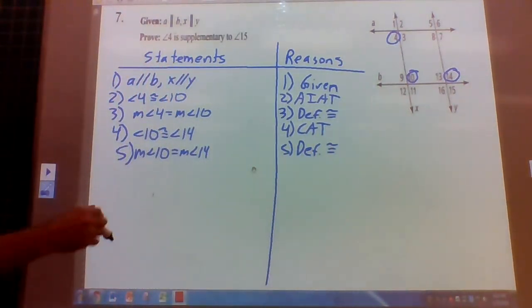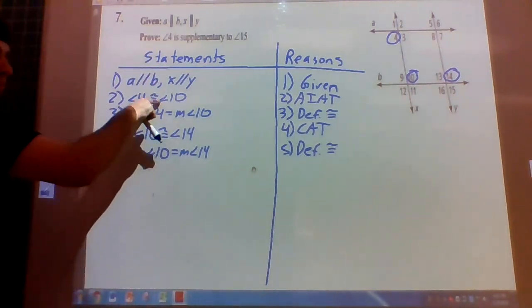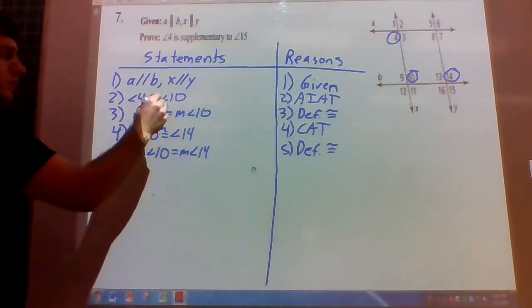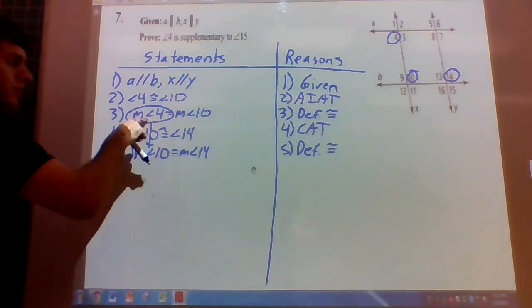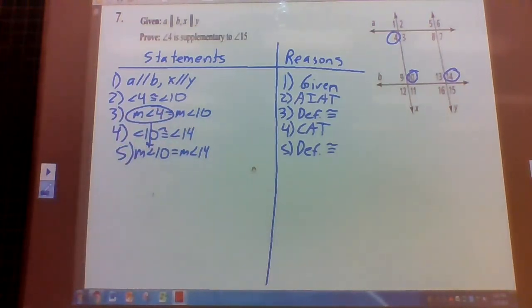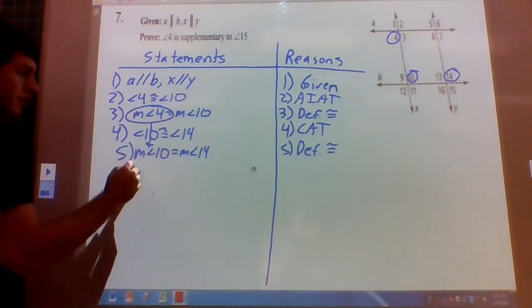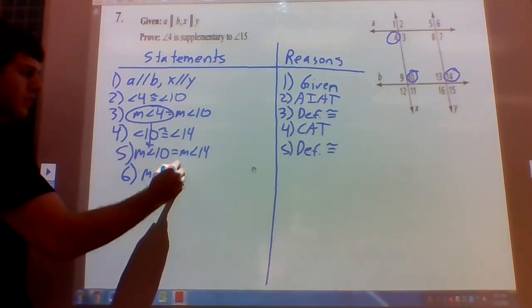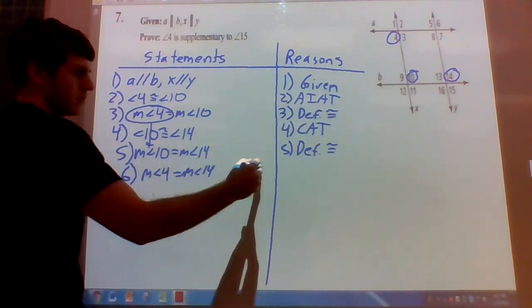We can then substitute in. Again, we want 4 and 15, so we're going to have to bring 4 along with us. So we're going to substitute in 4 for the 10, because we know the measure of angle 4 equals the measure of angle 10. So substitution is going to give us the measure of angle 4 equals the measure of angle 14.